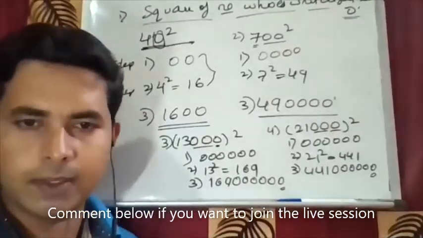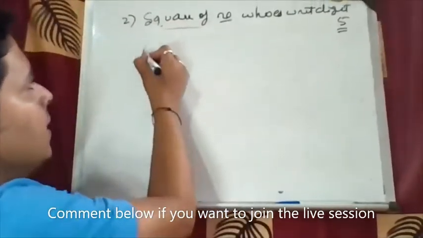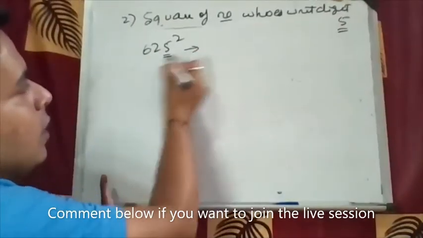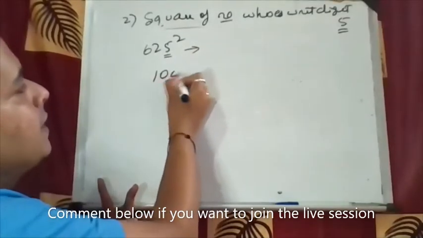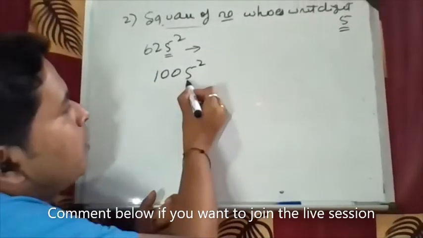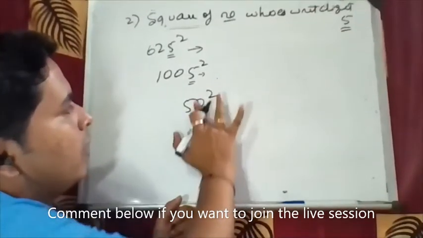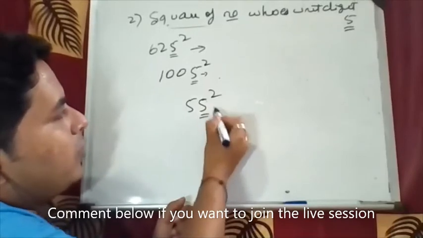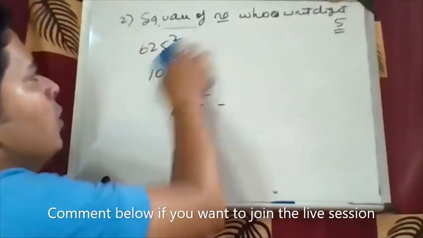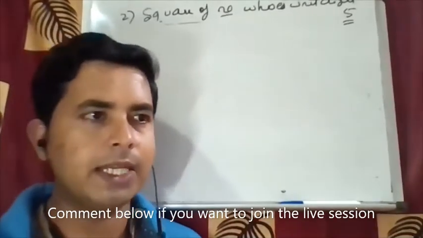Okay, now I'll find the square of a number whose unit digit is 5. So if I take any number like 625, I have to find its square. So what is its unit digit? 5. So there is a rule for how to find this. Suppose there is the number 1005, I have to find its square. So I should see what the unit value is. 5. So it has a set rule. Likewise, if it is 55 square, what is the unit value? 5. So it has one set of rules. Okay, so now I'll tell you how to follow that rule to find the square of a number whose unit digit is 5.